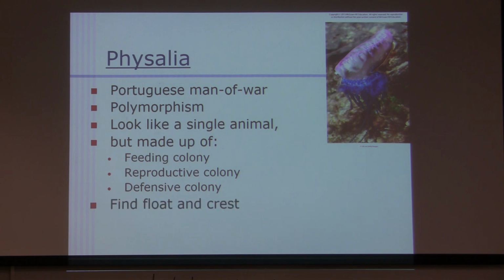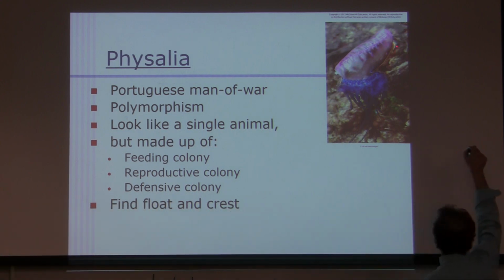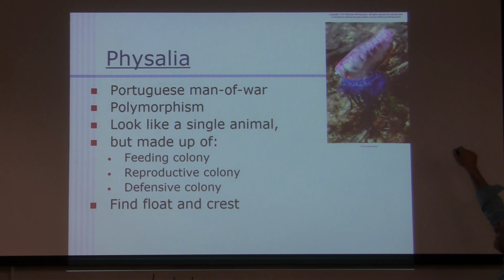And in the lab, I'm asking you to find the float and crest. So this entire thing is called the float. If we go to Monterey Bay Aquarium, sometimes I've seen them there, sometimes you might see them. You see little things floating on the top of the water. And there is a crest, you can see both of them, the crest and the float. So those are the structures I'm hoping you would know for the lab.